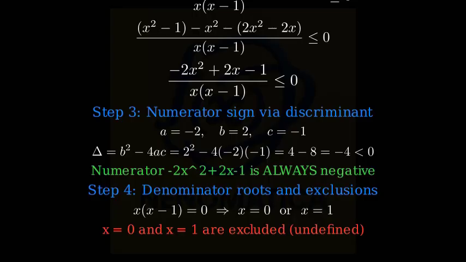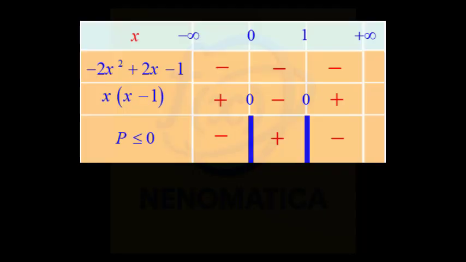Step 5. Build a sign table using the critical points 0 and 1. Draw a number line and mark open circles at 0 and at 1. The numerator is always negative, so mark minus signs in every interval.